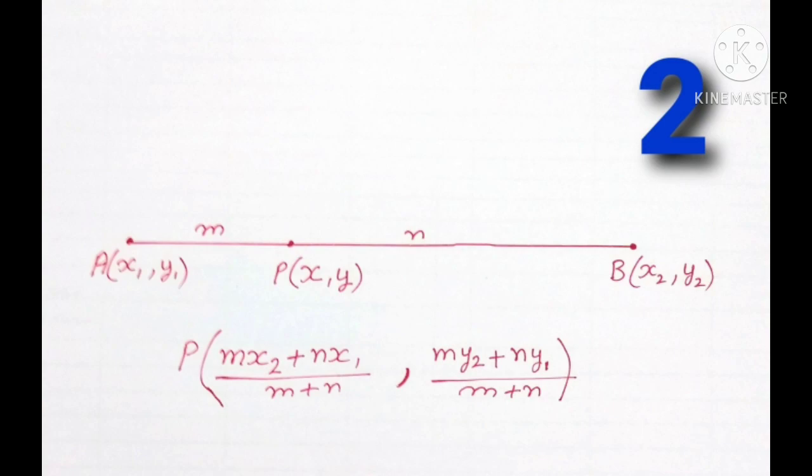So the coordinates of point P are written as (m x2 plus n x1) divided by (m plus n). This is the x coordinate. Same way we have (m y2 plus n y1) divided by (m plus n). This gives us the y coordinate, right?